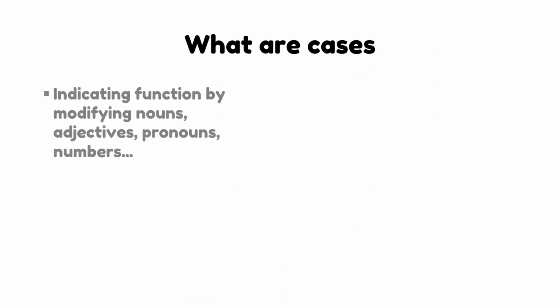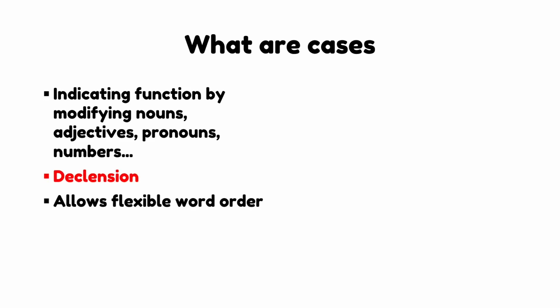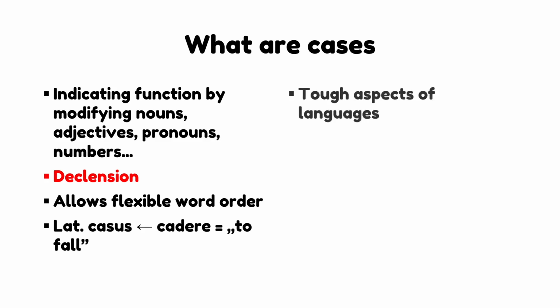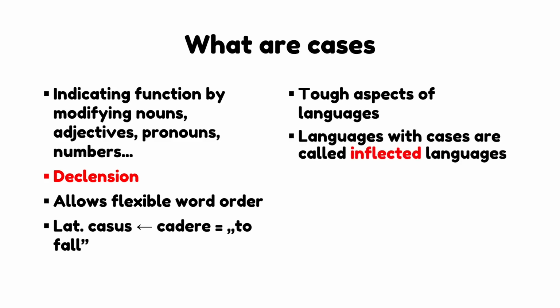What are cases? Cases indicate the function of a word in a sentence by modifying it. Those words can be nouns, adjectives, pronouns, or numbers. That process of modification is called declension. Cases allow flexible word order because you always know the function of a word no matter where it is. The word case comes from the Latin verb cadere, which means to fall. Cases are considered one of the toughest aspects of languages because there's a lot of memorization of suffixes, infixes and prefixes. Languages with cases are called inflected languages.